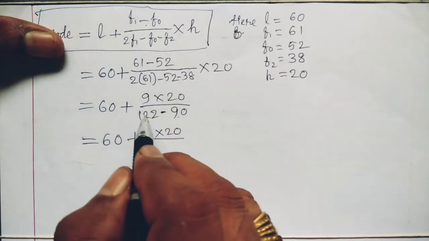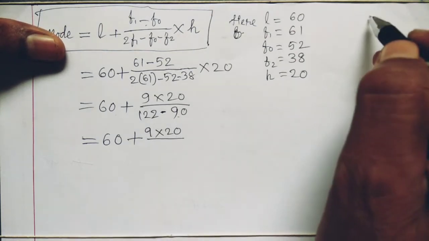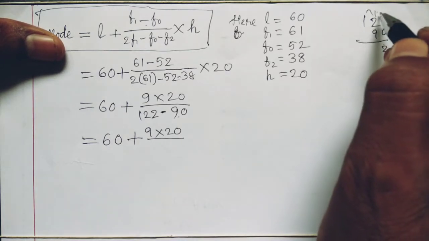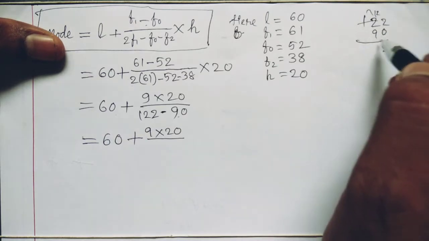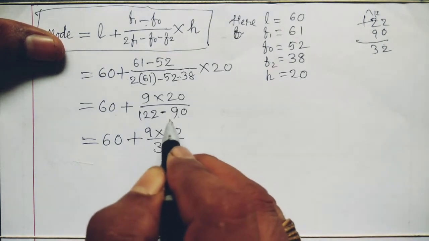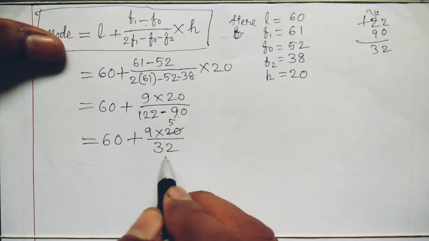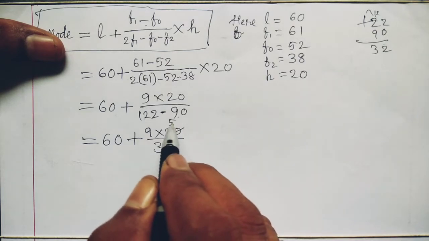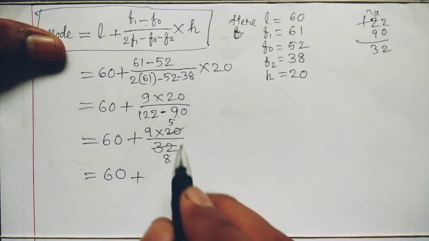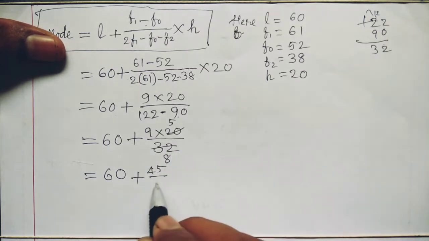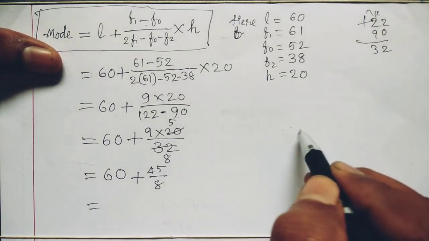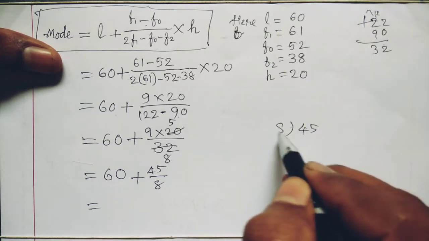Now 122 minus 90 is 32. So 4 5s are 20, 4 8s are 32. 60 plus 9 5s are 45 by 8. Here we can divide 45 by 8.